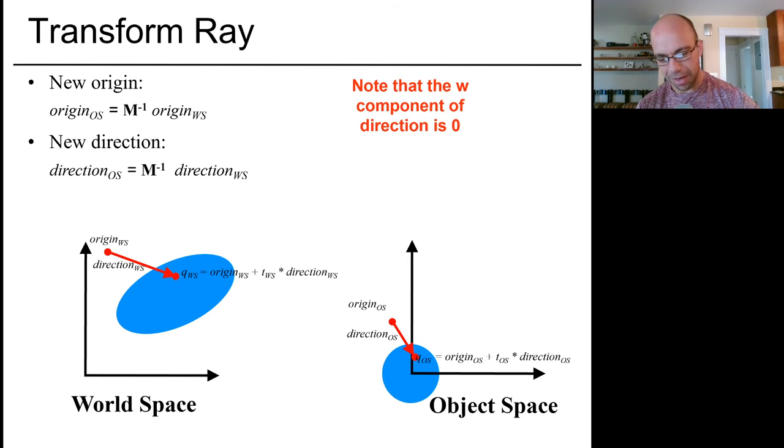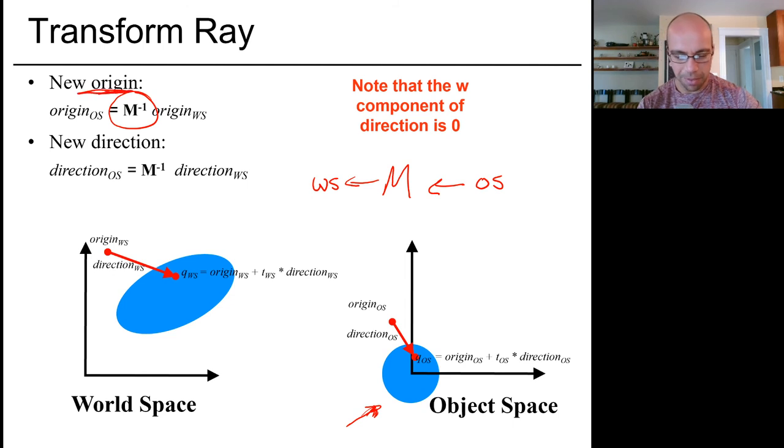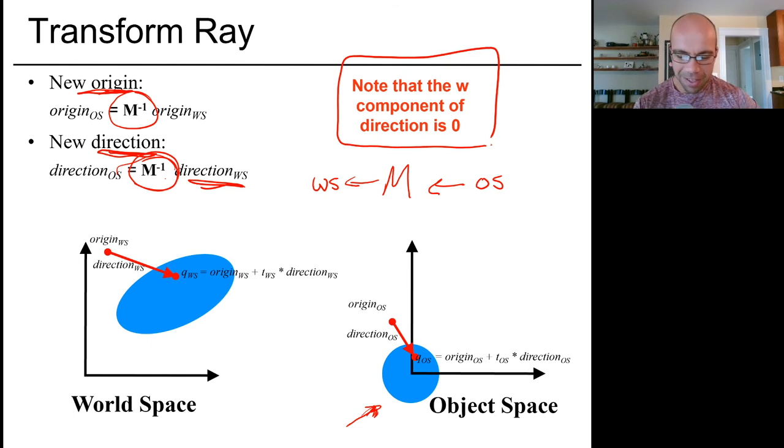Now we're going to do this in a little more detail. What should be the new origin of our ray? Remember we can think of our matrices like this: M is going to input something in object space and output something in world space, the way that we've defined M. So if we want to transform our ray to be from the perspective of the object space on the right-hand side, then we need to multiply by M inverse to get the new origin of the ray, because the origin is just a point. Similarly, the direction of the ray is a vector, so I need to multiply that by M inverse as well. Once again, we're using homogeneous coordinates, and we're going to represent the direction as a homogeneous coordinate where that fourth value is zero.